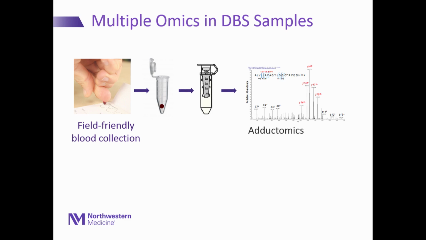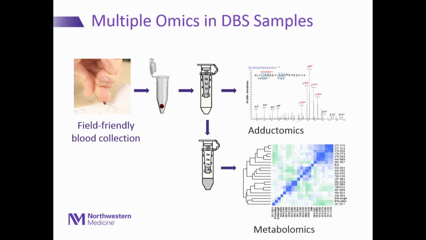We've come up with this new technique for field-friendly blood collection where we can take a single punch of a dried blood spot, which is about 1/7 of a dried blood spot, and elute it to do adductomics work. We can get enough protein out of that one little 3 millimeter punch to do our adductomics. But then we can also spin the small molecules down through a molecular filter and perform the metabolomics in the same exact sample, so we don't have to use 2 samples for this.